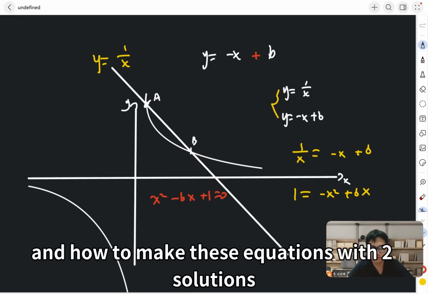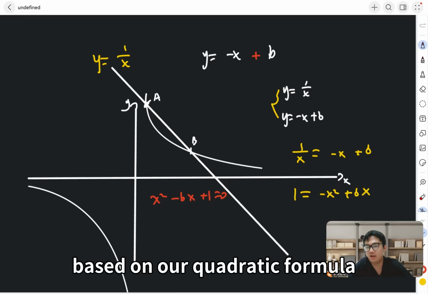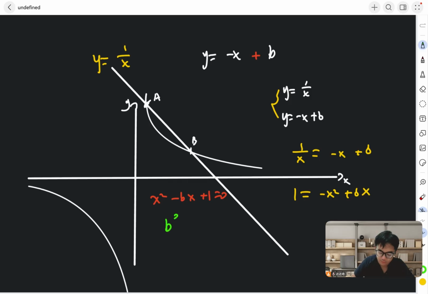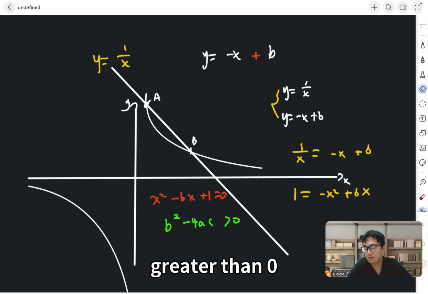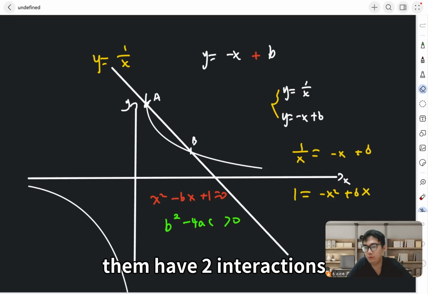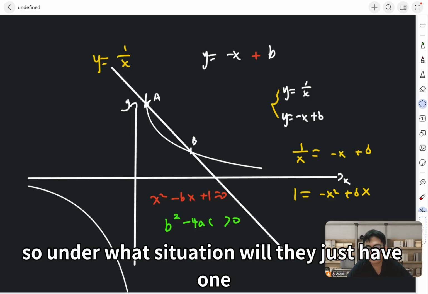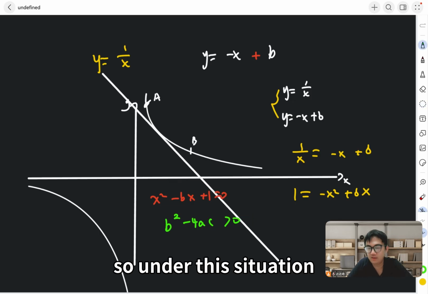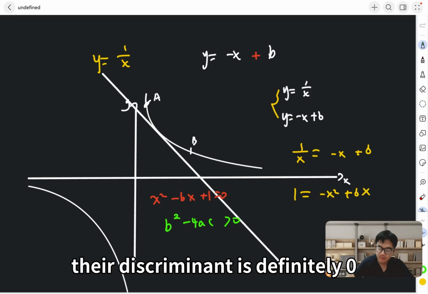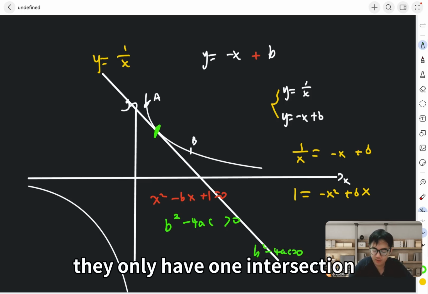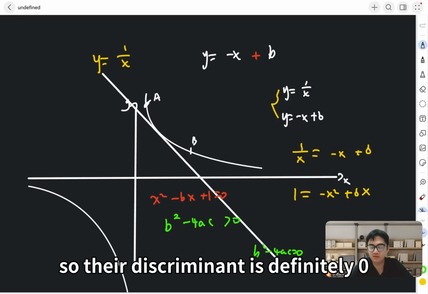And how to make this equation have two solutions? Based on our quadratic formula, its discriminant b squared minus 4ac is definitely greater than 0. Only under this circumstance can they have two intersections. So under what situation will they just have one? Well, this straight line is their tangent. So under this situation, their discriminant is definitely 0, because they have two repeated roots. They only have one intersection. So their discriminant is definitely 0.